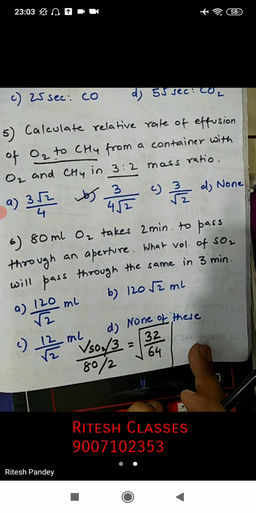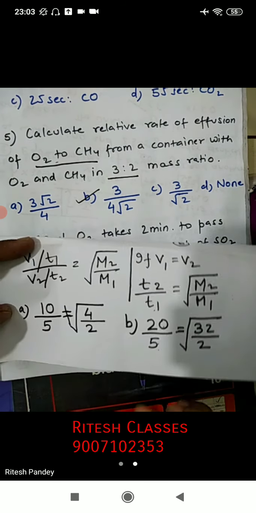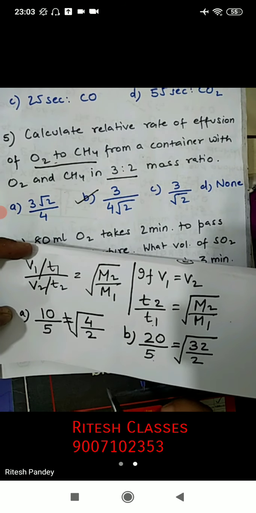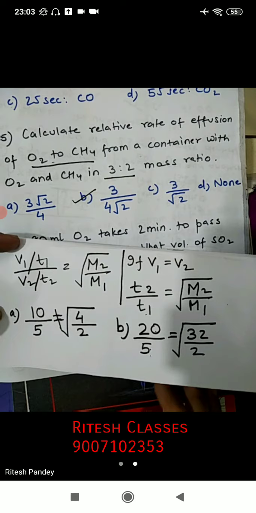The formula is V1 by T1 upon V2 by T2. The rate of diffusion is volume diffused upon time taken. V1 by T1 upon V2 by T2, volume or time, sab alag alag hai. We'll want to apply this.